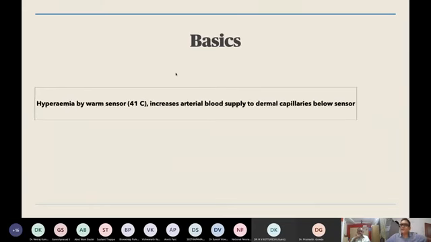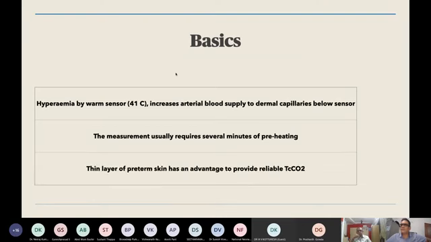So what happens is, when you warm the skin to 41 degrees Celsius, that increases the arterial blood supply to the dermal capillaries below the sensor. And the only disadvantage is the measurement usually requires several minutes to warm the skin. And the thin layer of preterm skin has an advantage to provide reliable transcutaneous CO2.